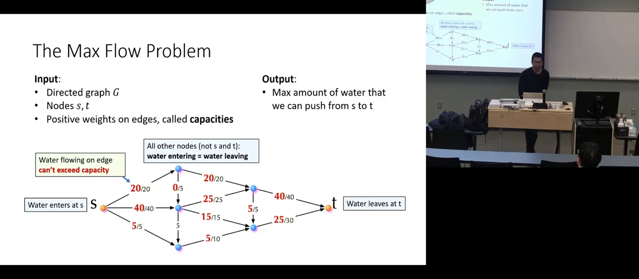So that's the problem. Let me give some simple examples. Student: Does S need to have no incoming edges and T need to have no outgoing edges? You don't need that assumption. And this graph, I drew it as a DAG where there is no cycle, but you can allow cycles in the graph as well.